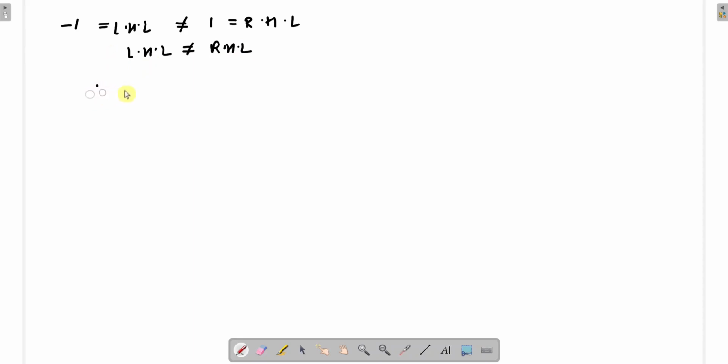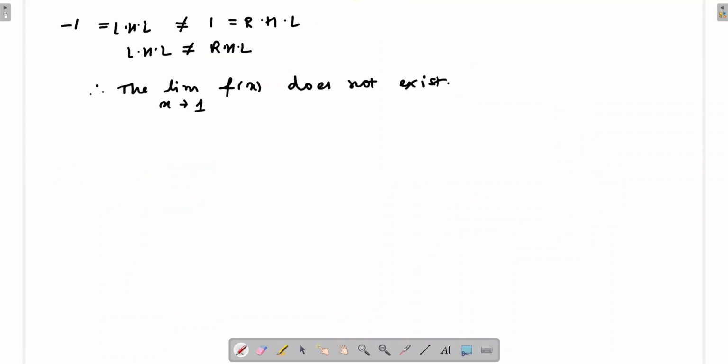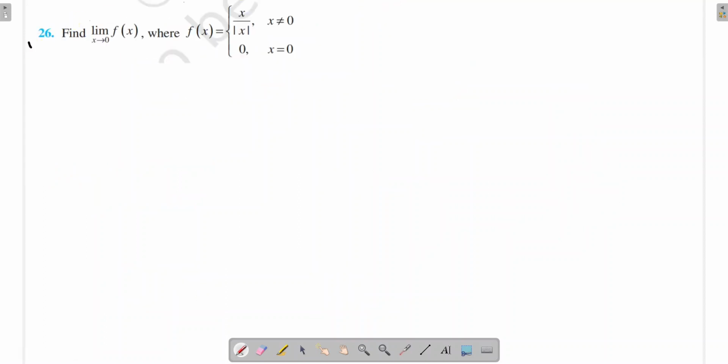Okay, therefore the limit as x tends to 1 of f(x) does not exist. This is the answer of problem 25. Right, now let us go to 26.